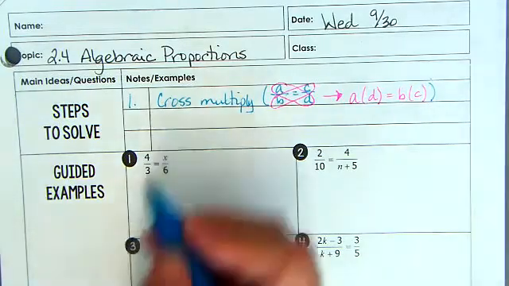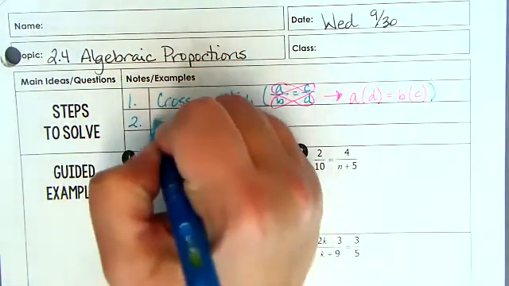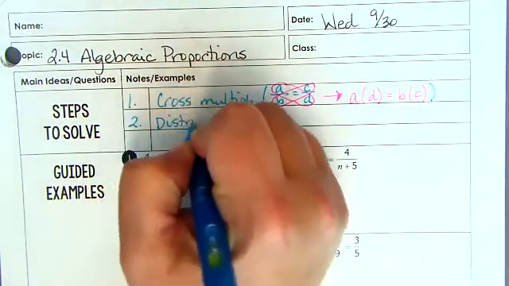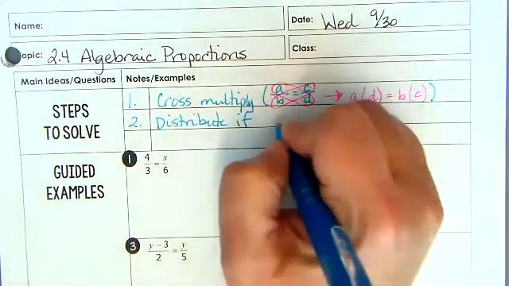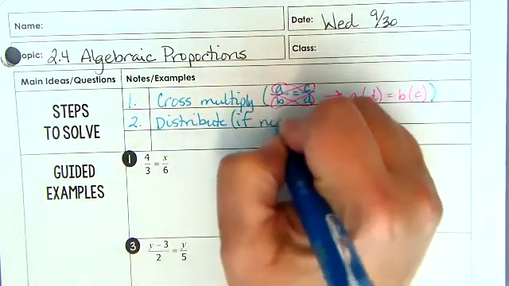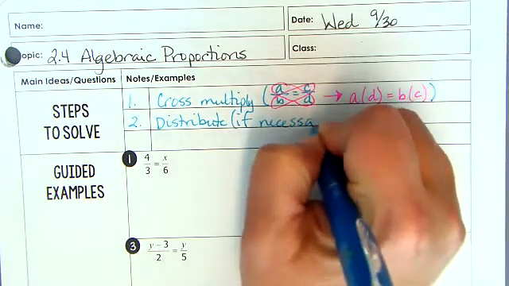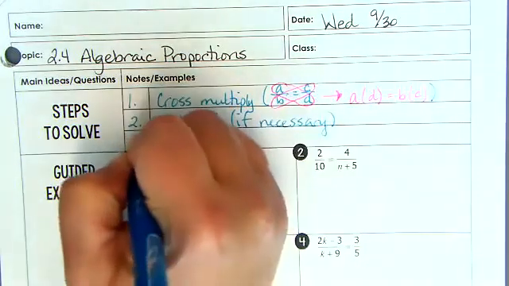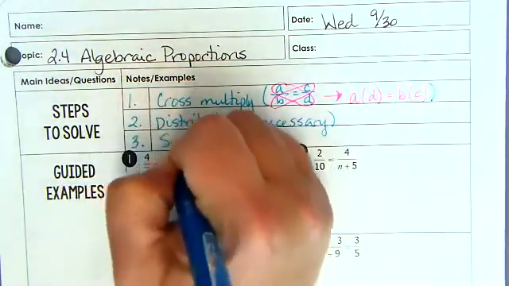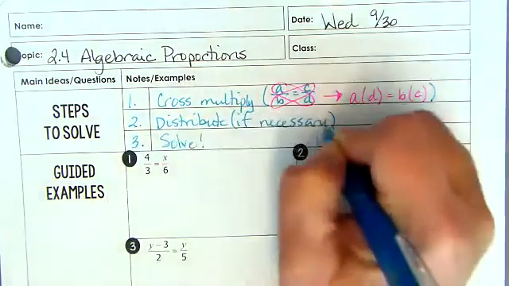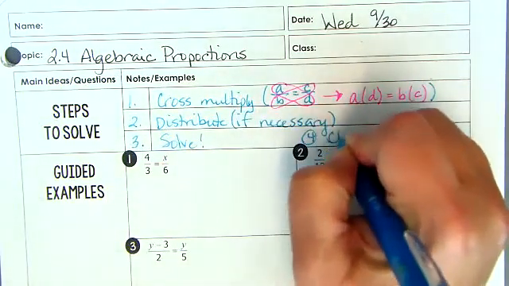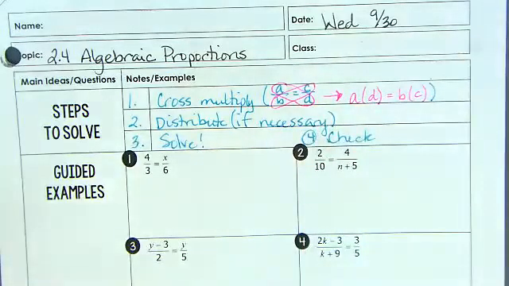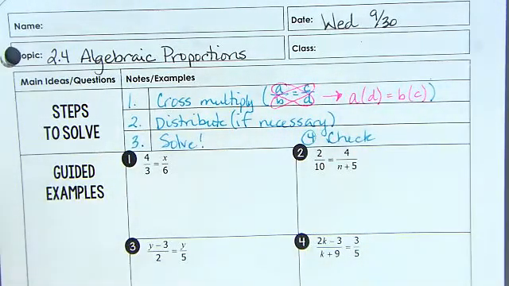All right, step 2, distribute if necessary. And step 3, solve. And then our added step 4 is to check. And that one is up to you. All right, here we go. So let's get started.